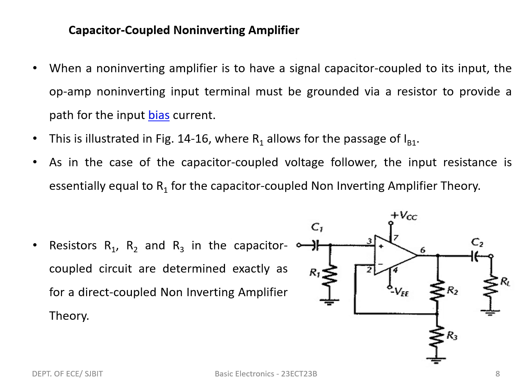As in the case of the capacitor coupled voltage follower, the input resistance is essentially equals to R1 for the capacitor coupled non-inverting amplifier theory. Resistors R1, R2 and R3 in the capacitor coupled circuit are determined exactly as for a direct coupled non-inverting amplifier.